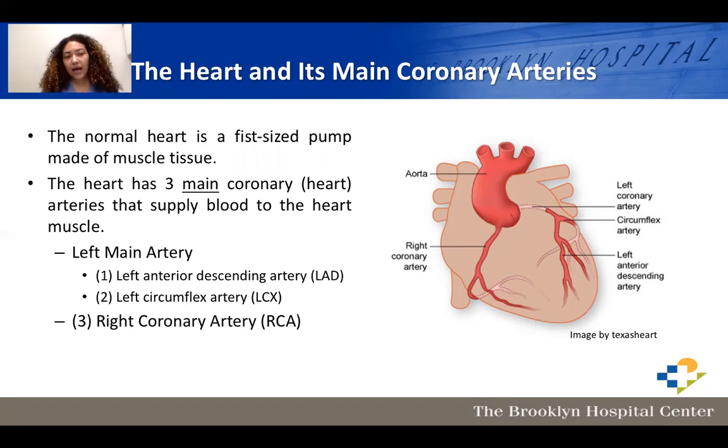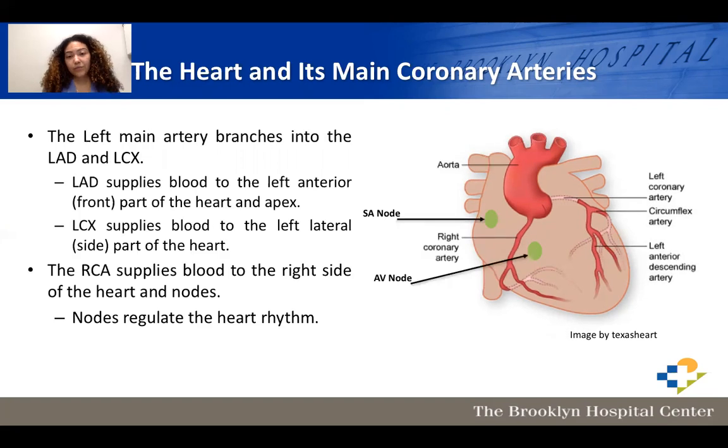Now the RCA is pretty special too, because it also feeds blood flow to the area of our electrical conductivity system of the heart, because we have natural pacemakers of the heart, and that would be the SA node, if you could see here. We have a previous slide that goes into more detail with that.